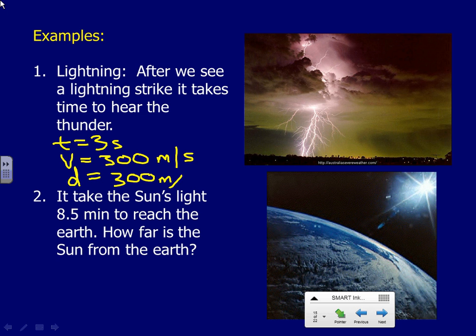300 meters per second times 3 seconds, and the seconds cancel away, and you'll be left with a unit of meters. I'm running out of room here, so I'll put it down here. What do you get for an answer? 900 meters. Approximately 1 kilometer. You've been lied to. It's a lot closer.